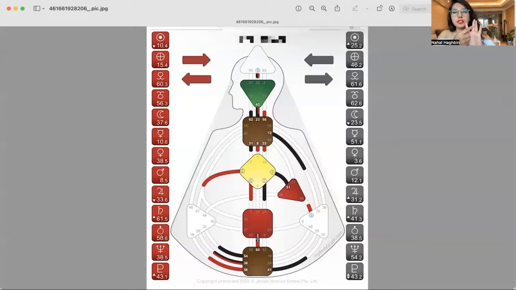If you're a manifester, a projector, or a reflector, this block right here, hopefully you can see my mouse, it's looking from the bottom to the top, the red square would be white. Okay, so the difference in a human design chart, if you have white or defined, is that defined will have a color on it, and white means you basically have an open center, right?